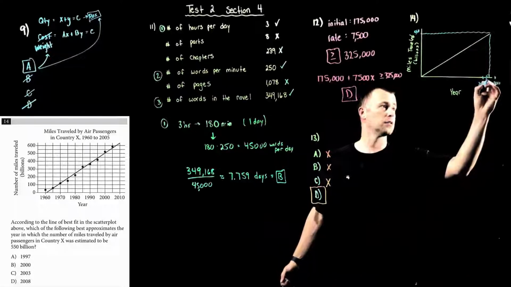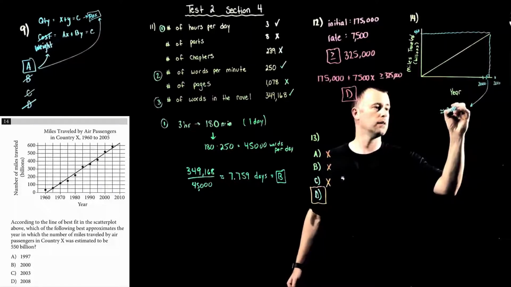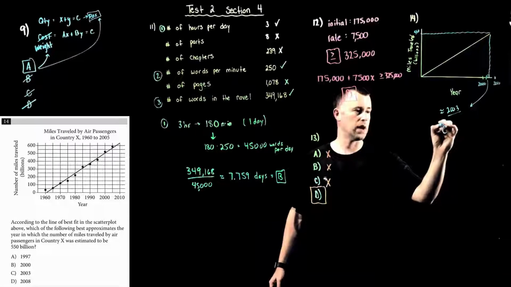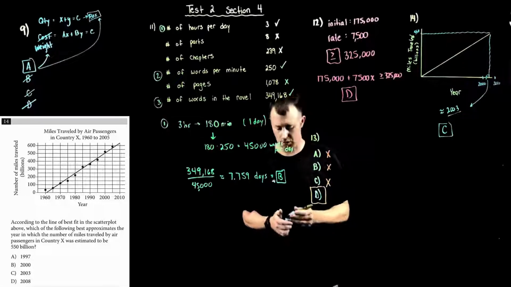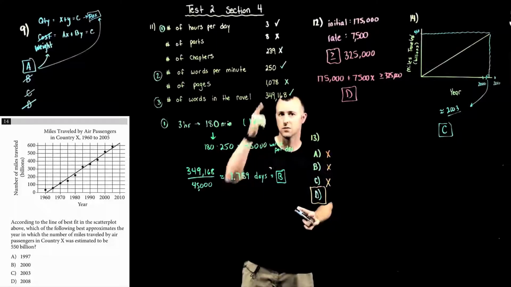2003 matches that. It looks like it's approximately 2003, which is answer choice C. You're just matching that vertical line with that horizontal line at 550. So you do that and you get your answer, and that's number 14 from test number 2, section 4.